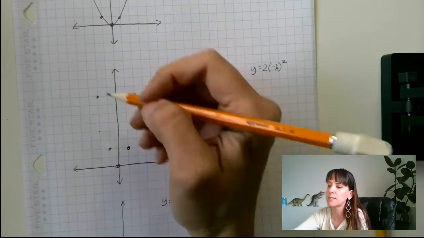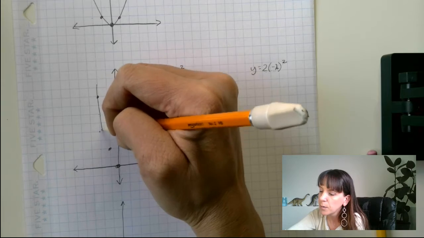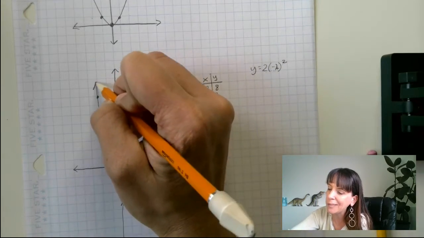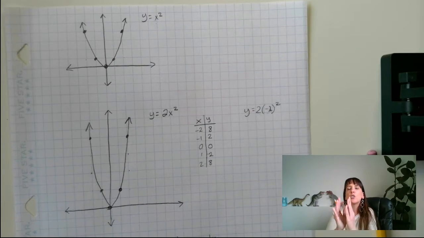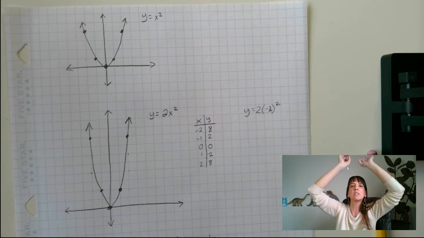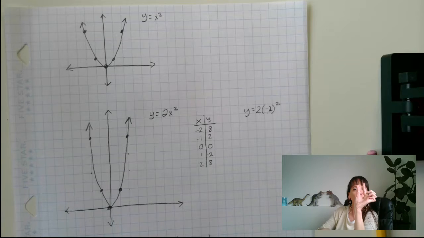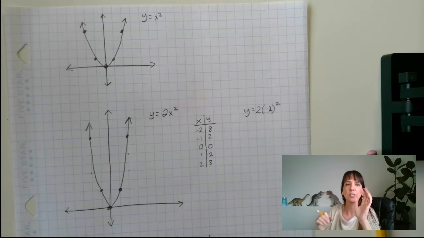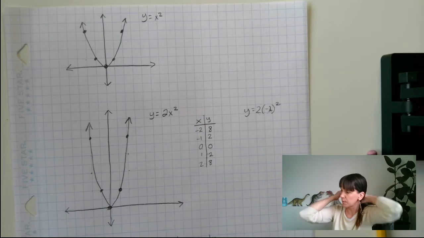Beautiful. So we still have that symmetry on the other side. So this is what it looks like when it's a 2 in front there. Now compare it to our parent graph. Do you see that it's skinnier? It's stretching up higher. The larger the number, the skinnier your graph is going to be, which is kind of weird because you'd think it'd be the other way around. It is not. So the larger your number, the skinnier it's going to be.